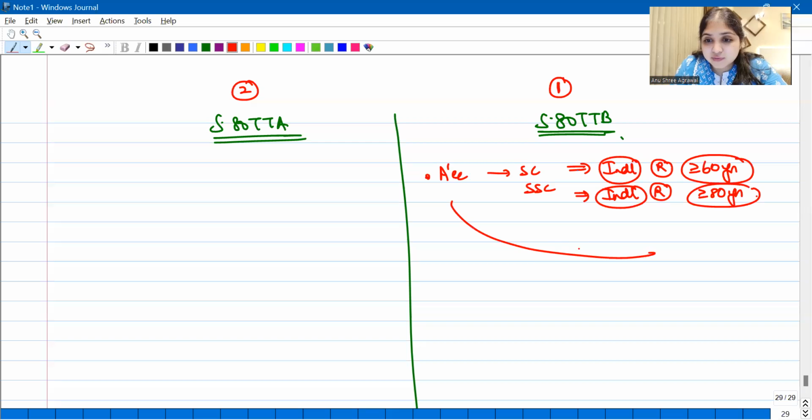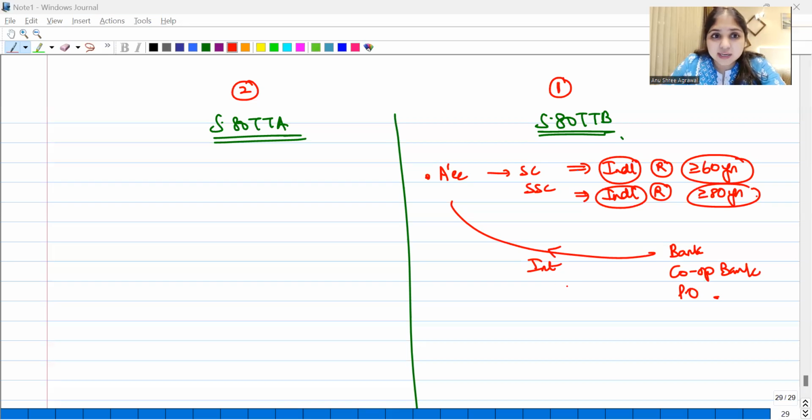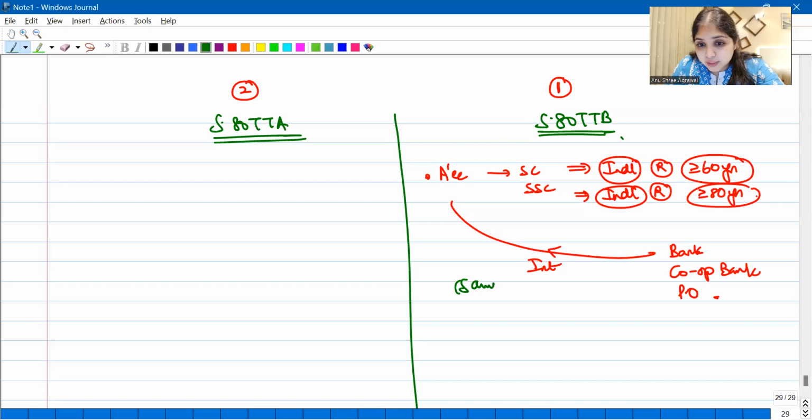Now this SSE should have received interest income. Should have received interest income from whom? Either he could have received it from a bank, or from a cooperative bank, or from a post office. Okay, now what kind of interest? It doesn't matter. It can be any interest. For example, it can be savings account interest, or FD interest, or RD interest. It doesn't matter. This interest income deduction you will get under 80TTB. Maximum how much deduction will you get under 80TTB? Maximum 50,000 deduction you will get under 80TTB.